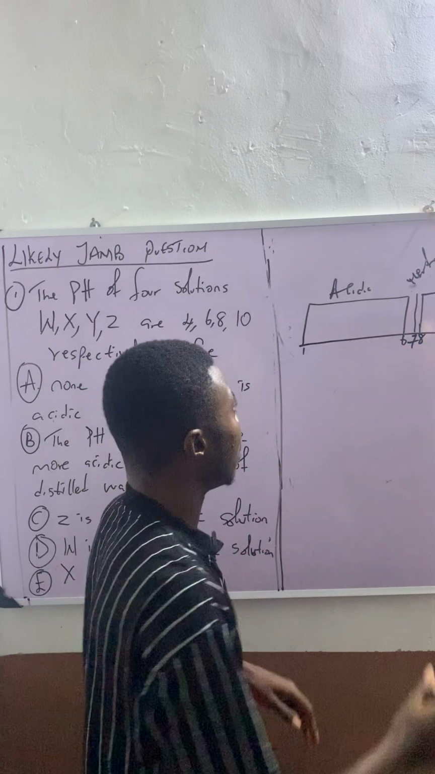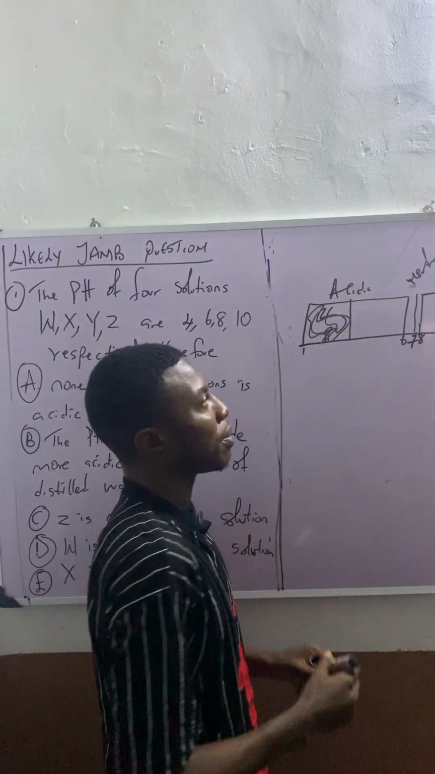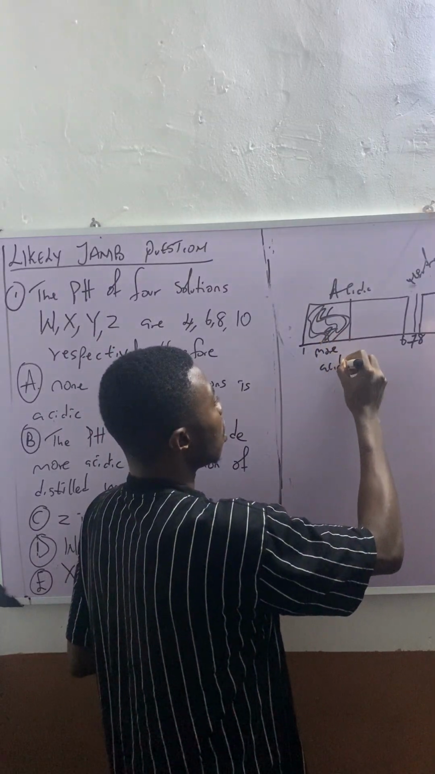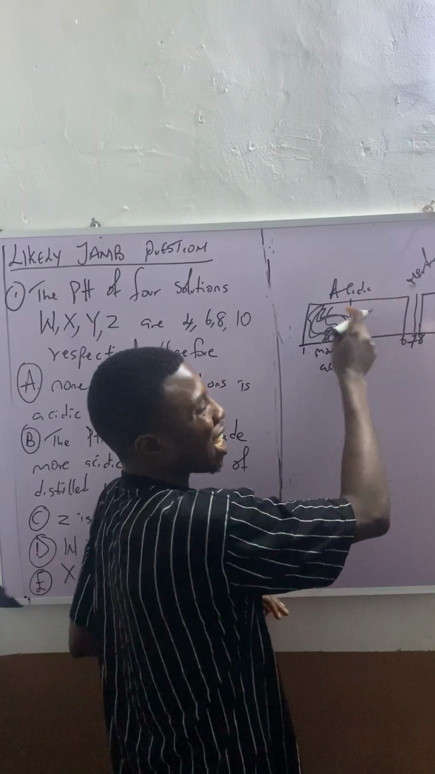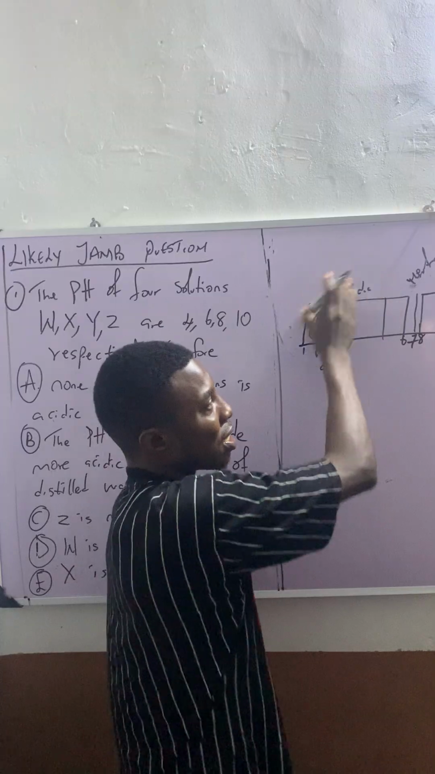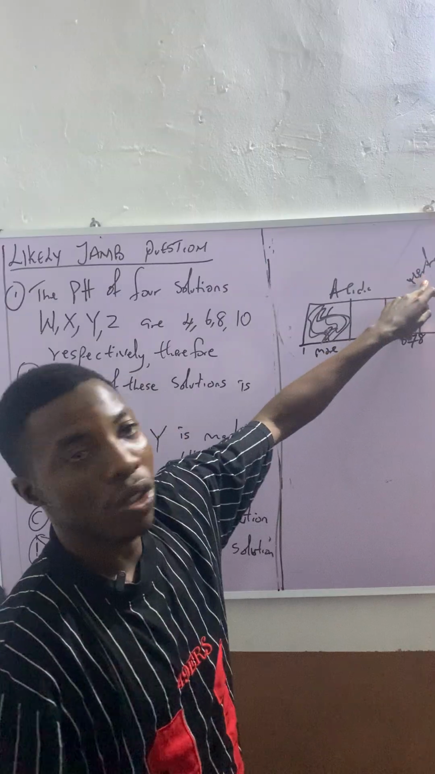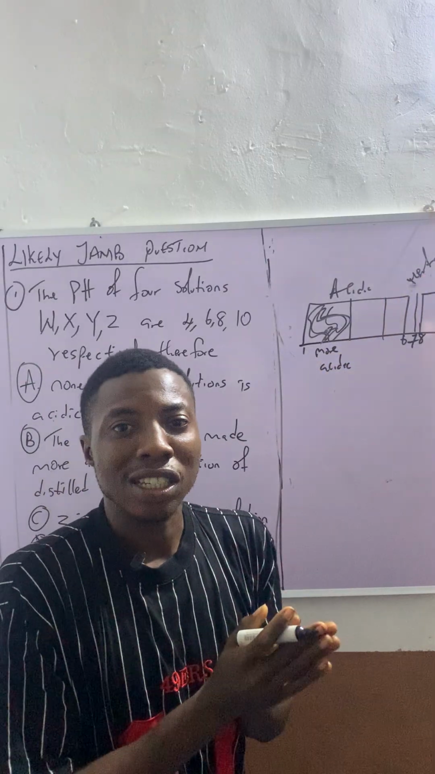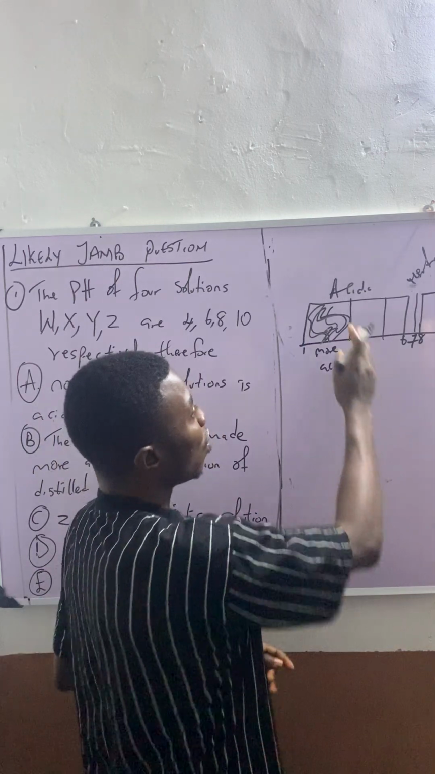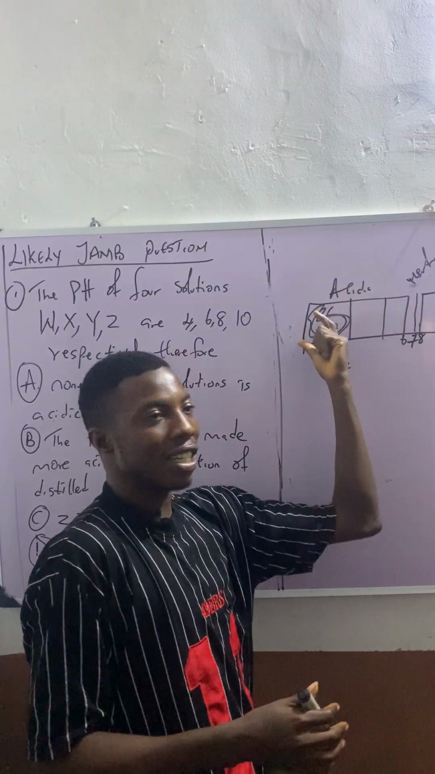Let's talk about this again. Around this particular side is more acidic. This other side is acidic, but it's not as acidic as this one. What is the reason? As you're going this way, you're nearing the neutral. Neutral is where the substance is not an acid and is not a base. So when you are going this way, you are nearing the neutral, so here will not be as acidic as this.